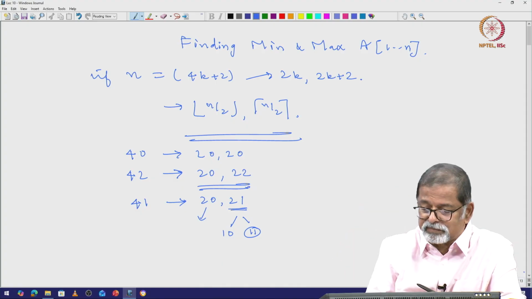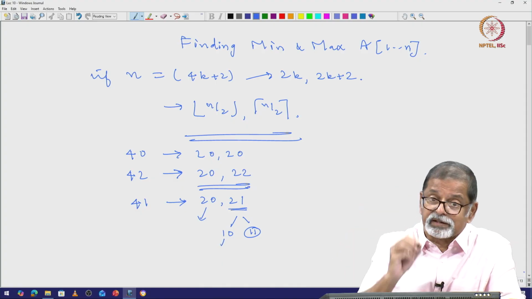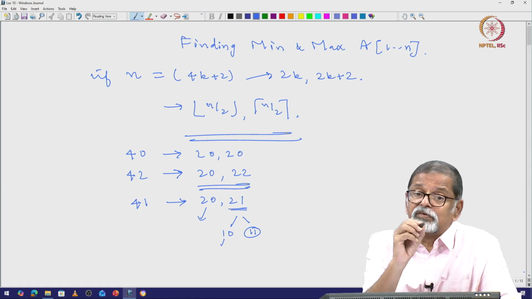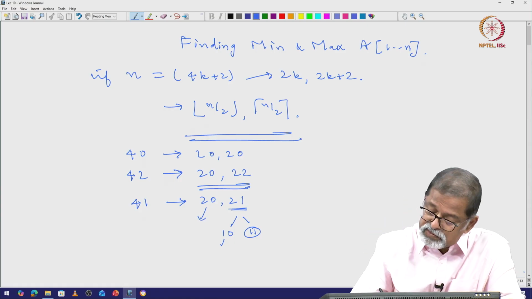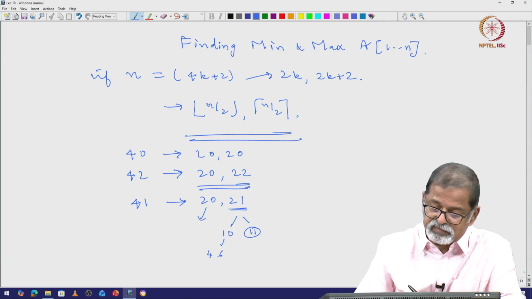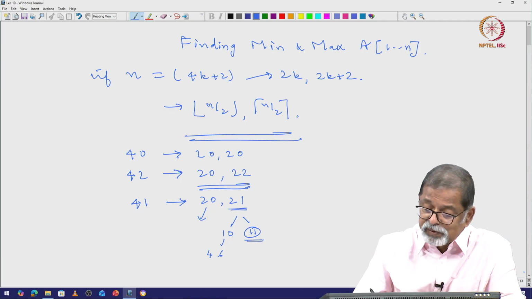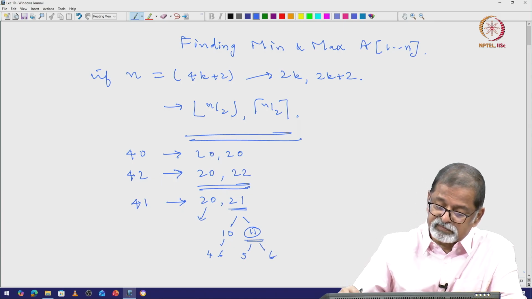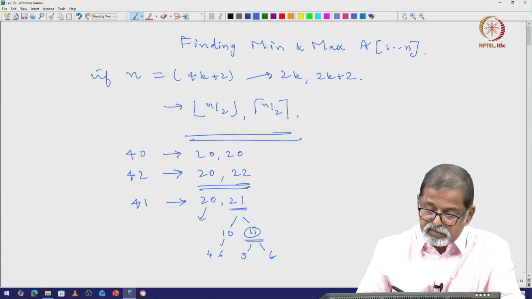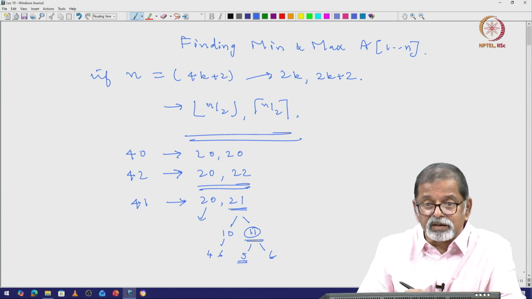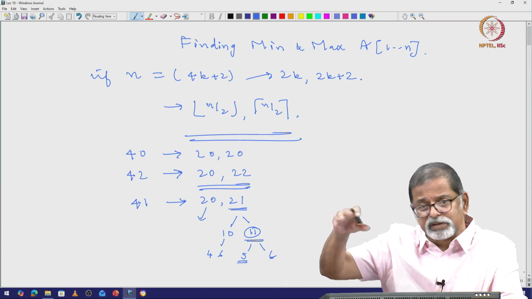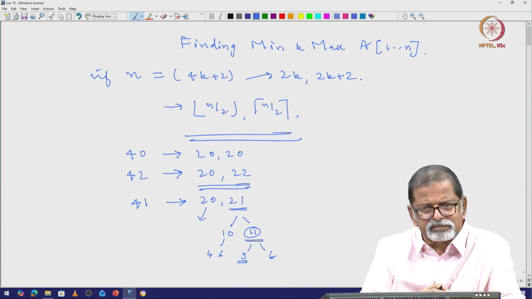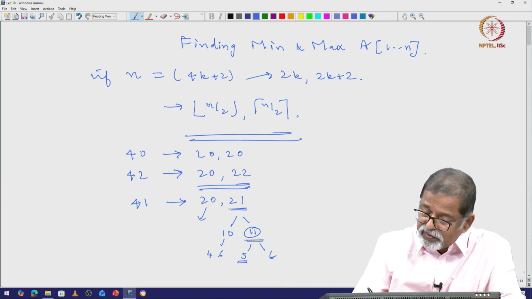This 10 will not be split as 5 and 5, it will be split as 4 and 6. This 11 will be split as 5 and 6. So, this is the smaller odd number. 6 will further be split only into even numbers, and this 5 will be split as 2 and 3.